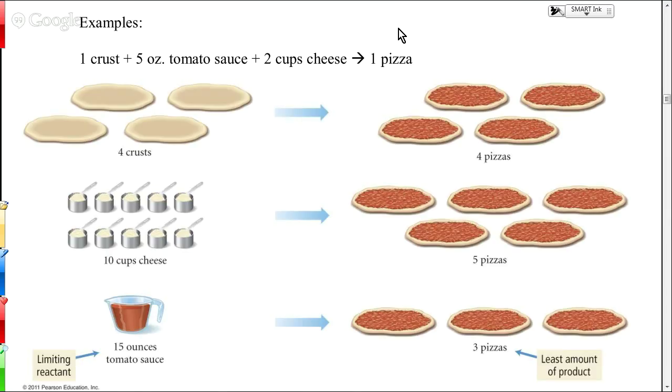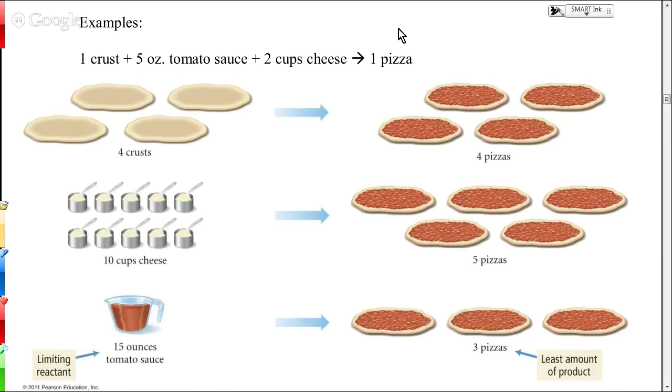So that means that if we had 4 crusts, we could make 4 pizzas. If we had 10 cups of cheese, we could make 5 pizzas. If we had 15 ounces of tomato sauce, we could make 3 pizzas. So let's say that's the total quantity of all these ingredients that we have. We've got a pile of 4 crusts, 10 cups of cheese, and 15 ounces of tomato sauce. What's the most number of pizzas that we can make?